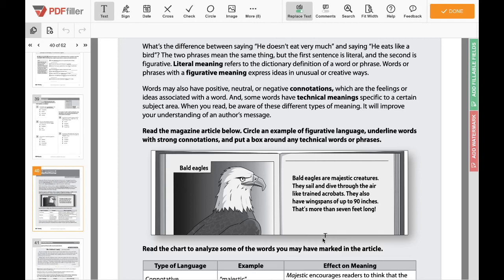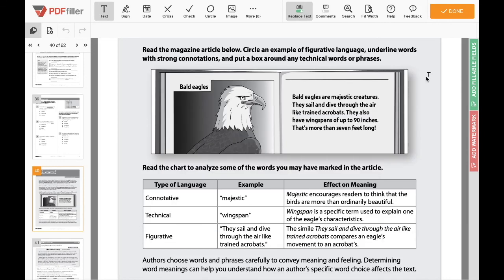Some words might have technical meanings specific to a certain subject area. So when you read, be aware of these different types of meanings. It will improve your understanding of an author's message. We'll talk a little bit more about technical meaning because it's kind of hard to explain without an example. It says, read the magazine article below, circle an example of figurative language, underline words with strong connotations, and put a box around any technical words or phrases.